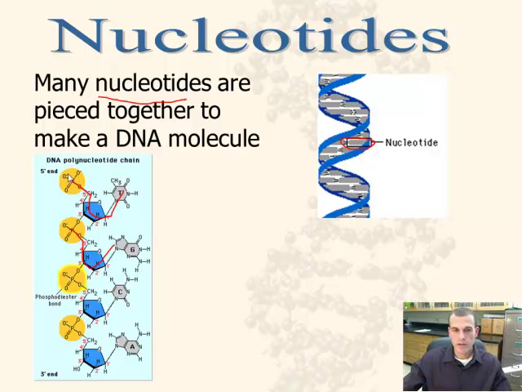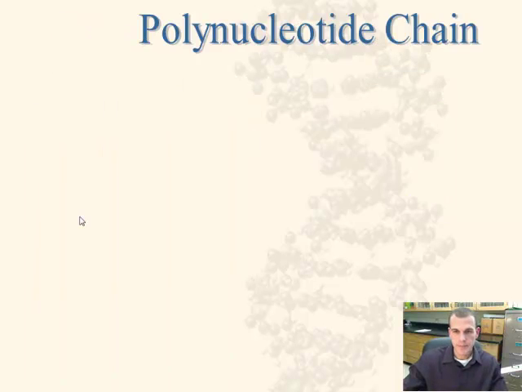When we bond those together, we create our polynucleotide chain, which is one side of the double-stranded DNA, and then we connect those with hydrogen bonds to the second side to create the double strand. And we'll take a little bit closer look at that here in a second.